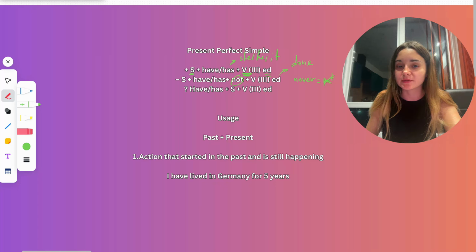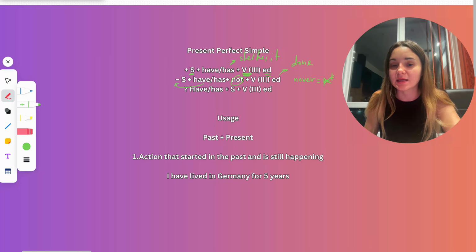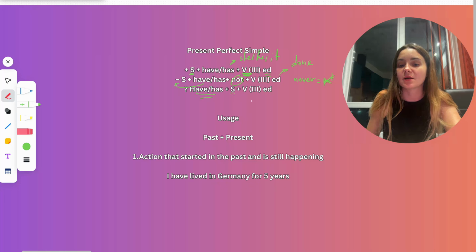So in order to build the question, we use our auxiliaries and move them to the beginning of the sentence. And our auxiliaries in this case are have, has, and then there is our subject and the verb. The verb stays the same. I want you to notice that it's always with ed or third column in all the options of the sentences, in the negatives and in the questions.